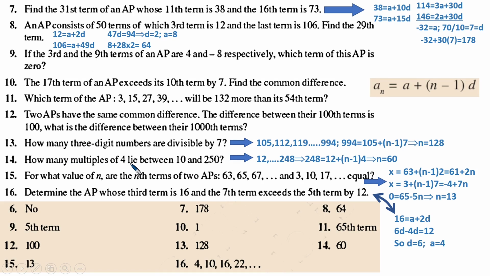How many multiples of 4 lie between 10 and 250? We know that 4 goes into 12, and the last number before 250 is 248. So this is the first term a and this is your an. So an, 248, is equal to 12 plus (n minus 1) times 4. So n equal to 60.